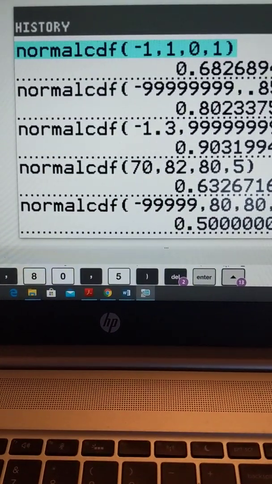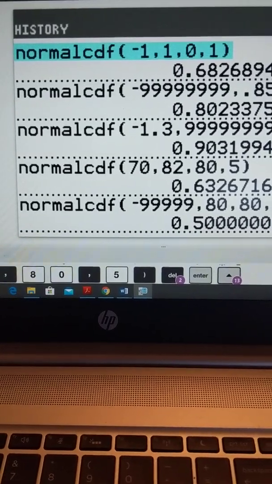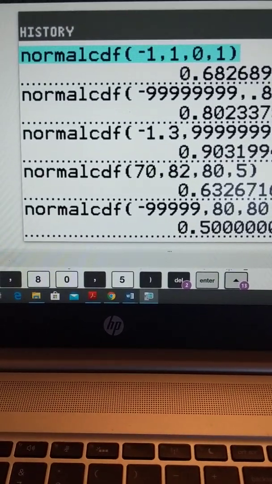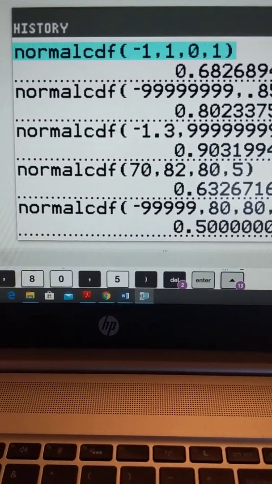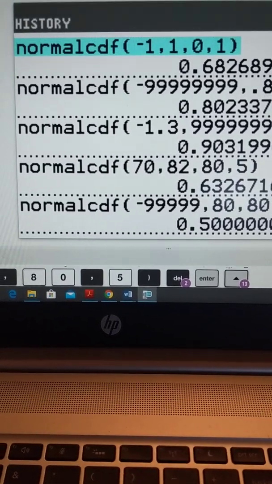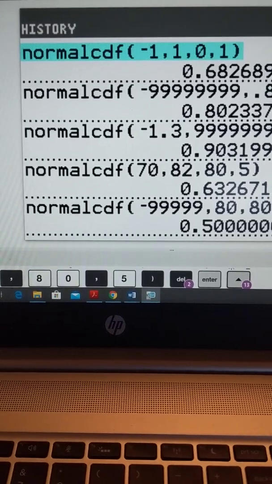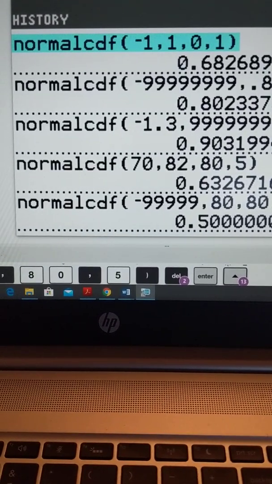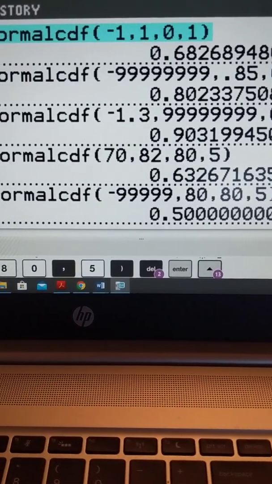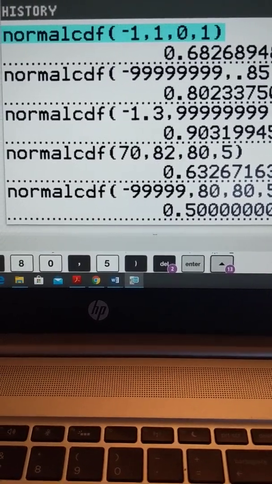Now I cycled through the different types of situations we could have. The first one was a center probability. So what that meant is I wanted to go between -1 and 1, where the mean is 0 and the standard deviation is 1. So I plugged that in and I got about 68%.